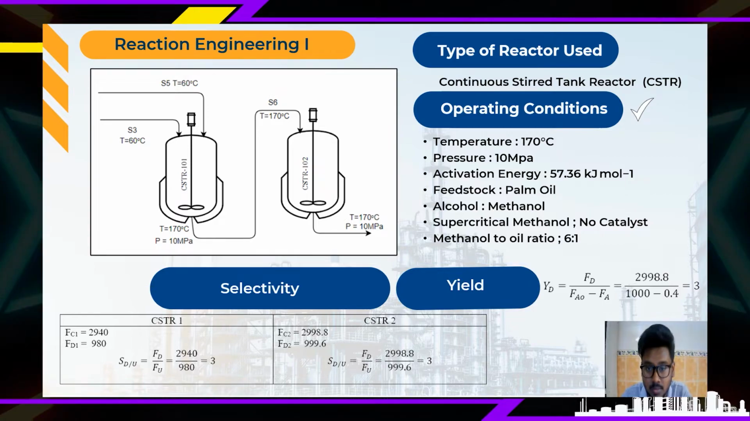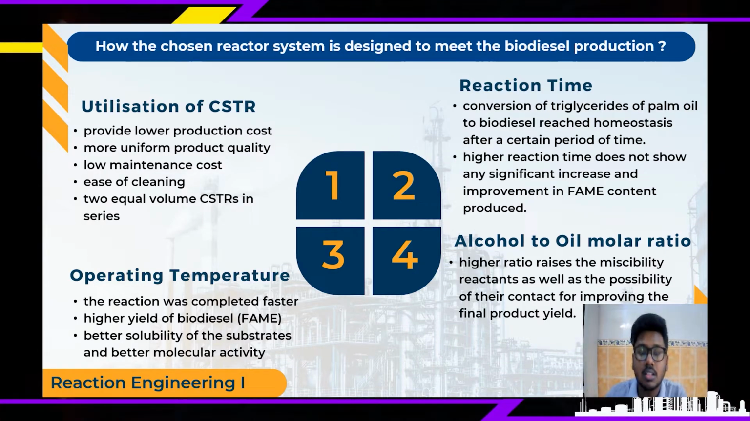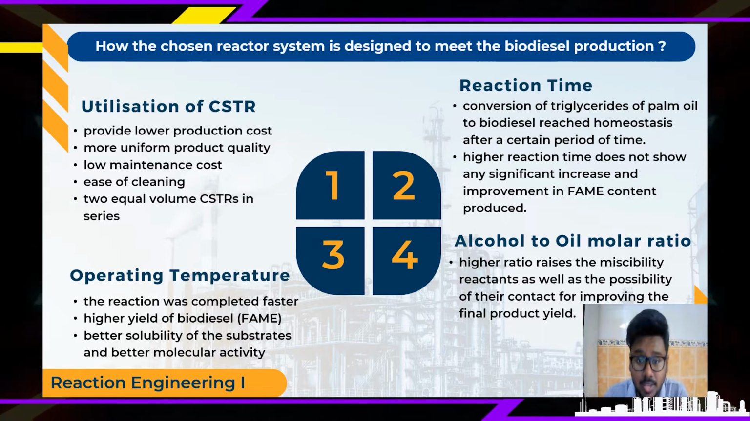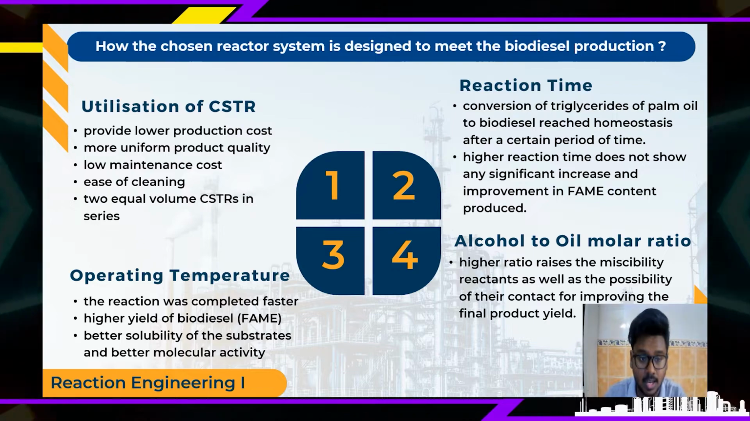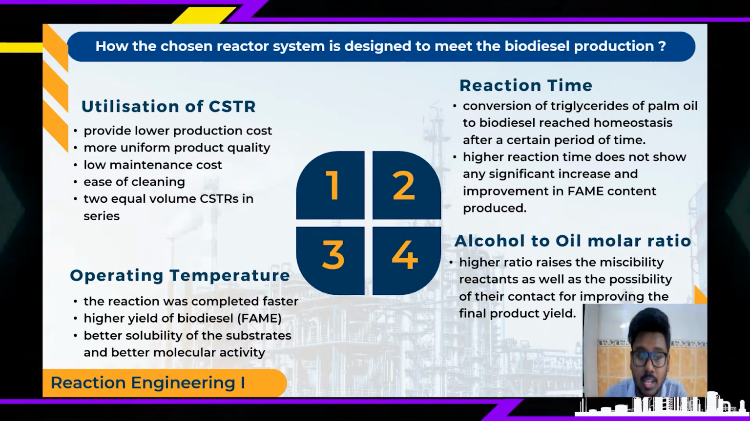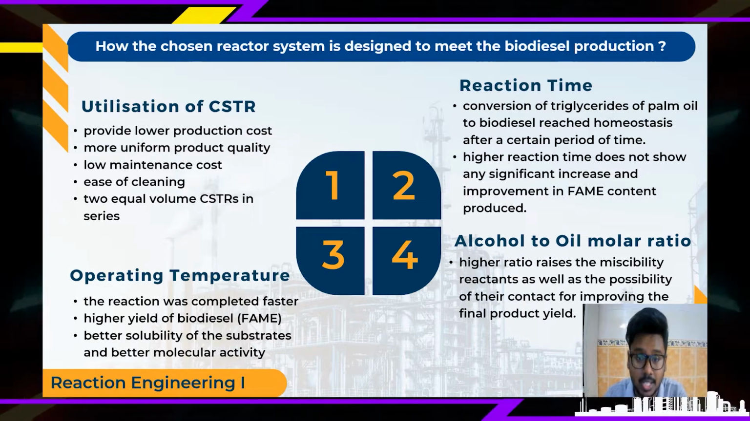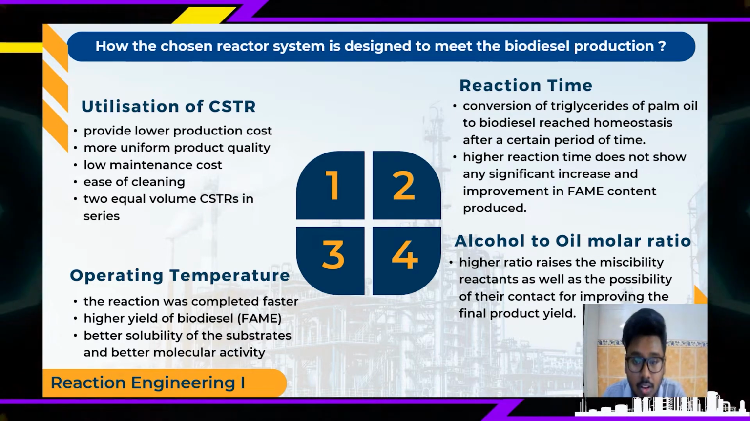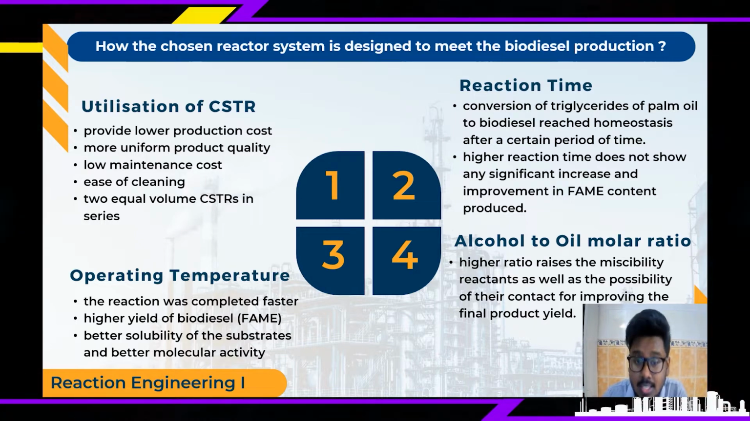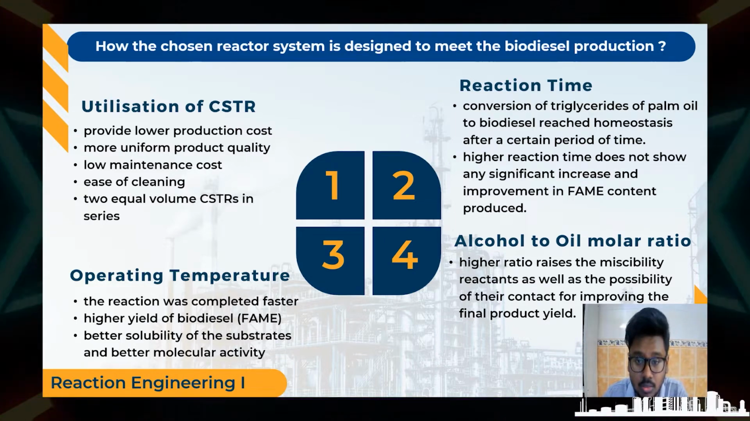Moving on to how the designed reactor system improves production. Firstly, the utilization of CSTRs in series provides lower production costs and a more uniform product quality. Secondly, higher operating temperatures cause the reaction to be completed faster and a higher yield of biodiesel to be obtained. Next, sufficient reaction time gives a higher yield of biodiesel. And last but not least, the optimum alcohol to oil molar ratio provides further improved yield of biodiesel.